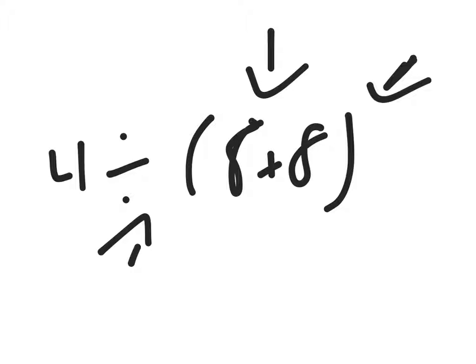So what you first want to do is solve what's in the bracket. So 8 plus 8, that's 16. And then, so 16, and then we don't have any exponents, multiplication, addition, or subtraction. So divide it by 4 equals 4. So 16 divided by 4 is 4.